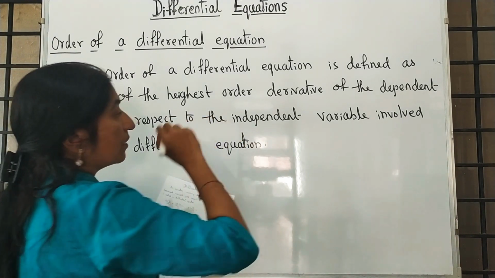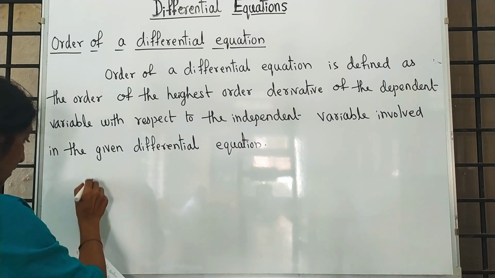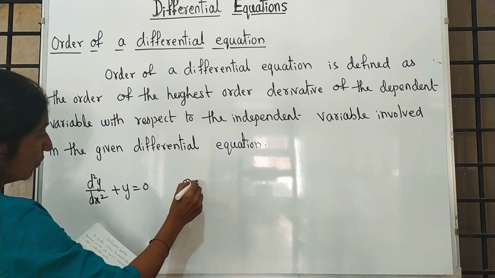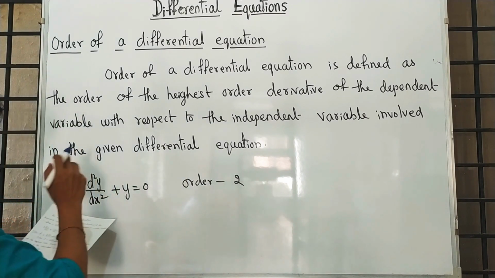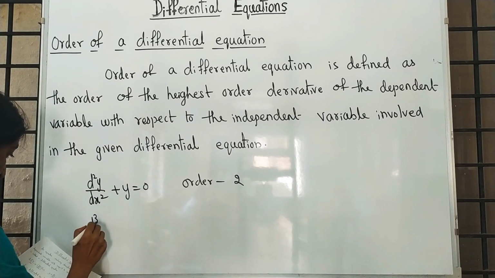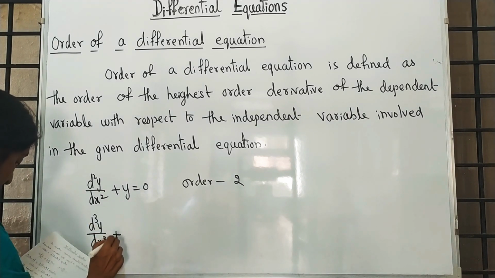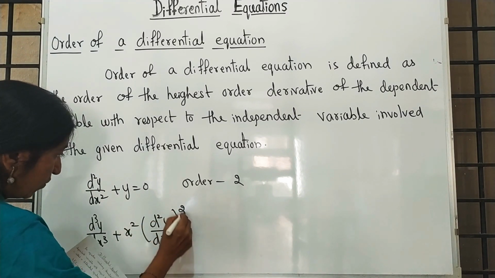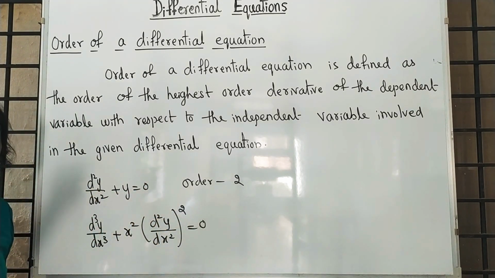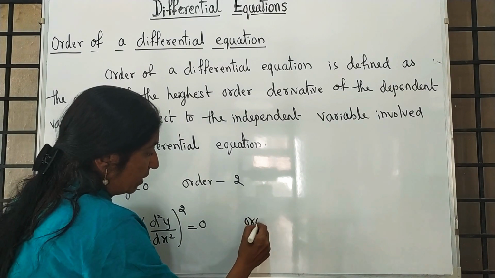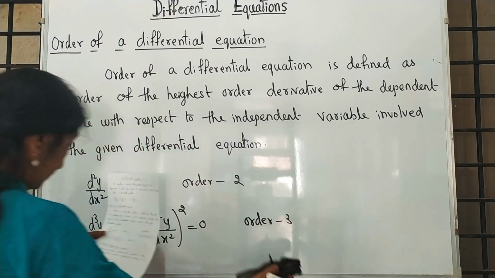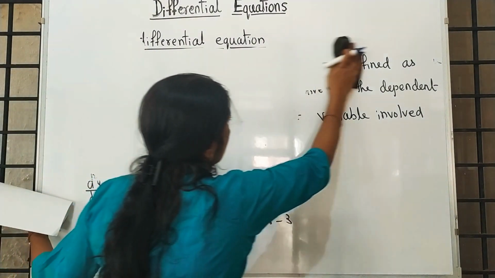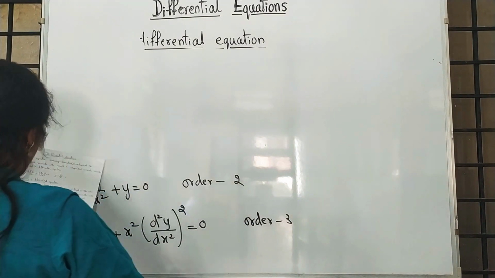Yes. Now I am giving you the example. d square y upon dx square plus y is equal to 0. For this problem order is 2, second order derivative. Next, d cube y upon dx cube plus x square into d square y upon dx square whole square is equal to 0. Maximum time differentiation is 3. So, order is 3. Next, we are writing the degree of a differential equation. Already I explained the concept.